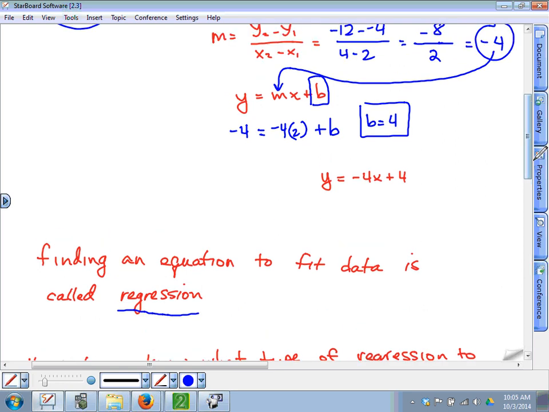There's different types of regression depending on what kind of polynomial you want. If we just have 2 points, what's the quickest way to get through 2 points? What's the quickest distance between 2 points? A straight line, right? That's an example of what's called linear regression.